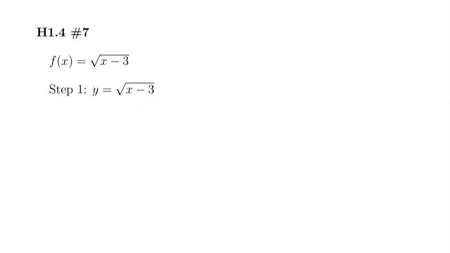First, I have to get rid of the square root, so I'm going to square both sides. Then you get y squared is equal to x minus 3. Then I'm going to isolate x, so I add 3 to get rid of the negative 3. By adding 3 to both sides, you get y squared plus 3 is equal to x. Now we've solved for x.